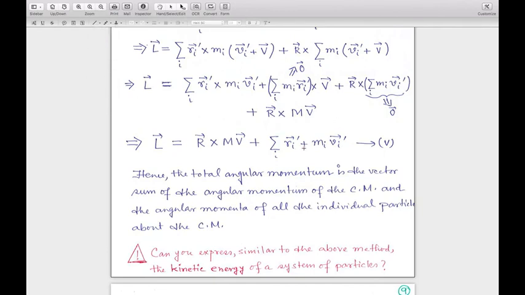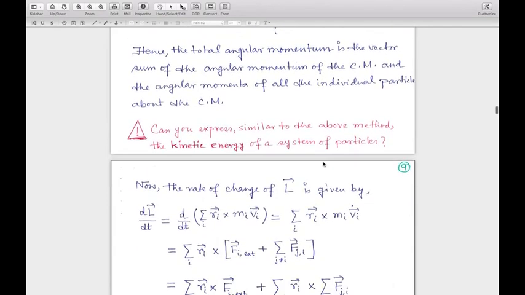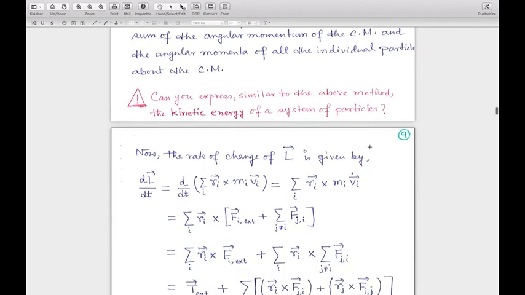This is a cross sign. Okay, now a question comes: can you express, similar to the above method, the kinetic energy of a system of particles? That's for you to do at home.